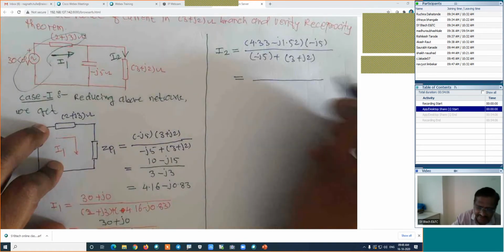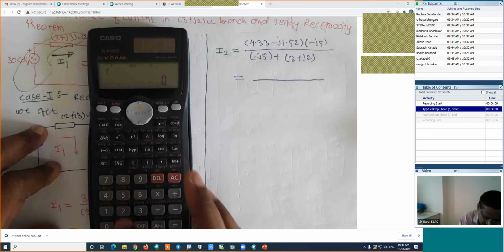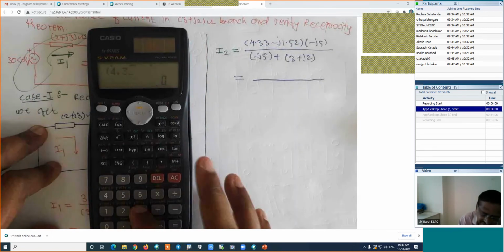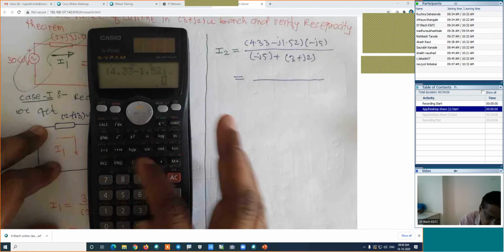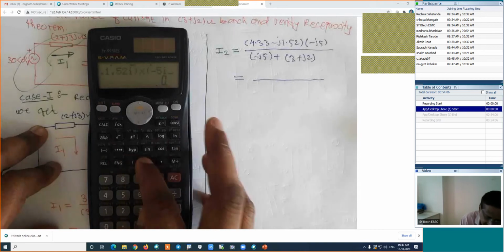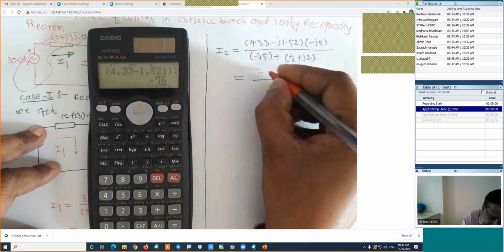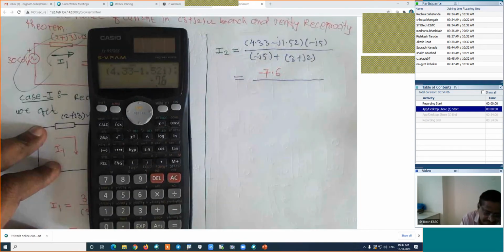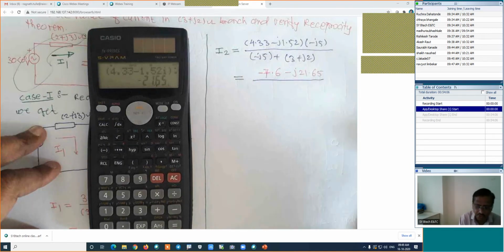First, I will work out the numerator. (4.33 minus J1.52) into (minus J5) is equal to, the real part is minus 7.6, and the imaginary part is minus 21.65. This is the numerator.